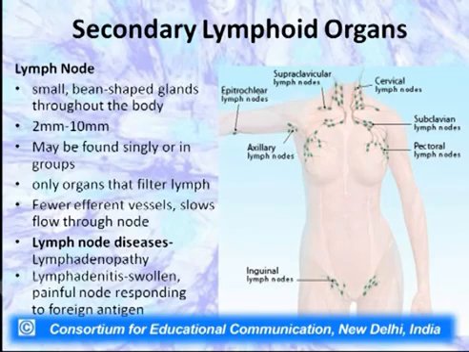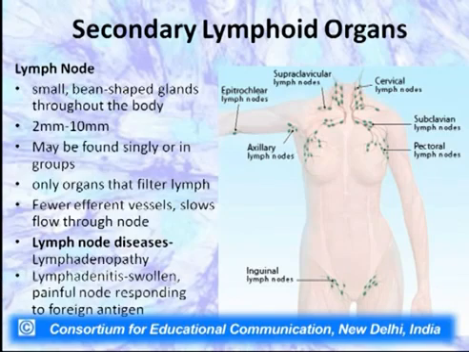Now, if you go to the histology of the lymph node, we will see that it has very few efferent vessels. We have many afferent vessels bringing the lymph, but only one or a few efferent vessels. So lymph comes in through the afferent vessels and goes out through the efferent vessels. We will come to it once we understand the histology of the lymph node. Lymph node diseases are generally called lymphadenopathy. There is a specific term, lymphadenitis, where there is swelling of the lymph node. The lymph node could be painful or swollen because of the presence of foreign antigen.